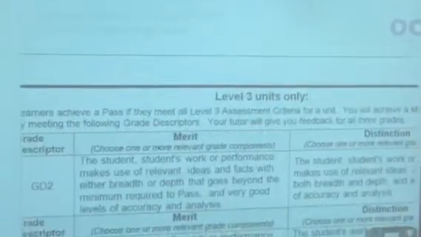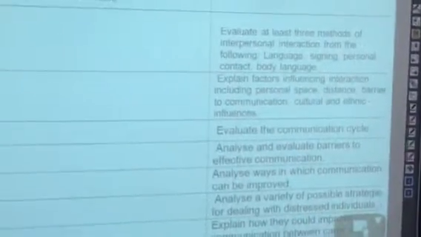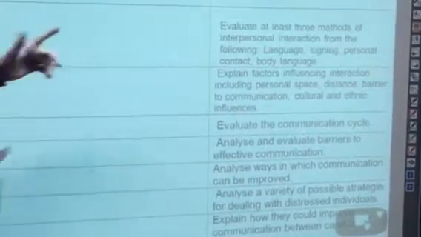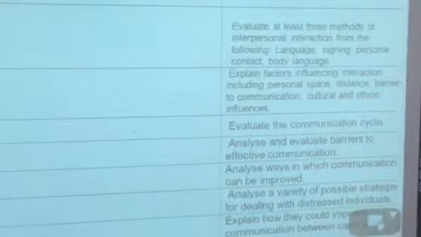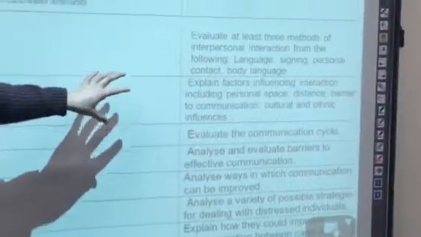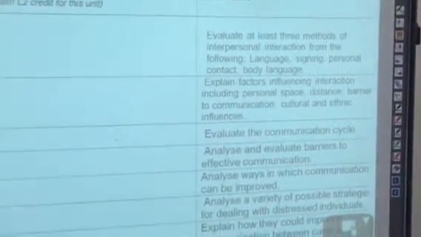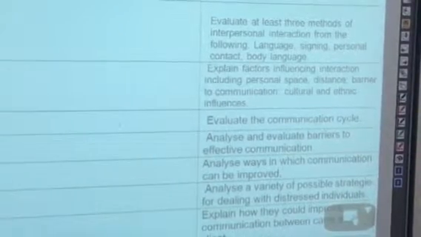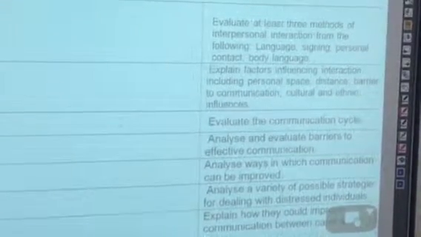So your 1.1, 1.2: you have to evaluate the methods of interpersonal interaction, so you have language, signing, personal contact, body language, and we also have to explain the factors affecting communication. Okay, so these are the two assessed criteria that you're going to be doing in your group presentation.